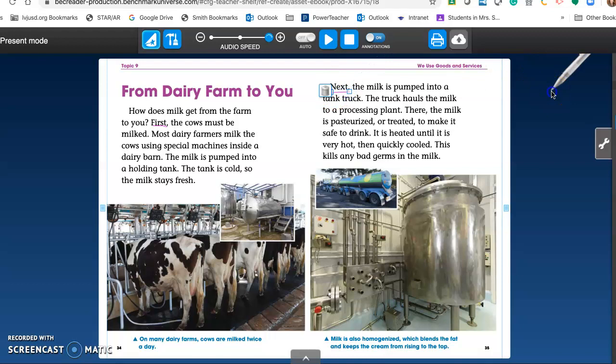The milk is pumped into a tank truck. The truck hauls the milk to a processing plant. There, the milk is pasteurized or treated to make it safe to drink. It is heated until it is very hot, then quickly cooled. This kills any bad germs in the milk.